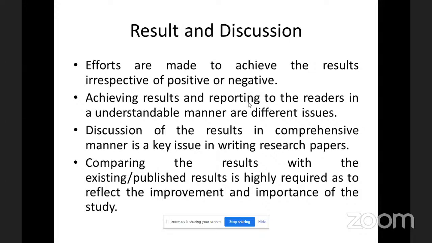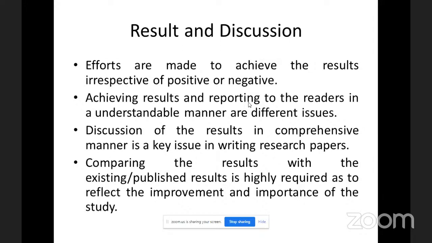One more thing is here, and that is the type of results. There are two different types: positive and negative. Now what do you understand by positive here? Positive means definitely the work which you performed is better compared to other research. So 10% improvement, 20% improvement, or 30% improvement will be there. So those are called what? Those are called positive results.